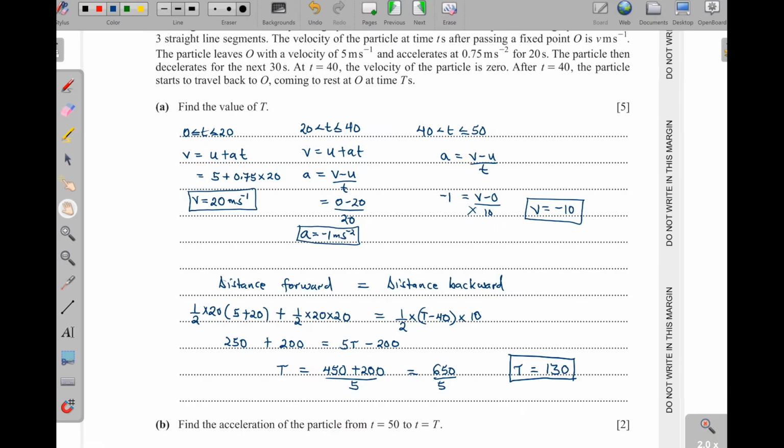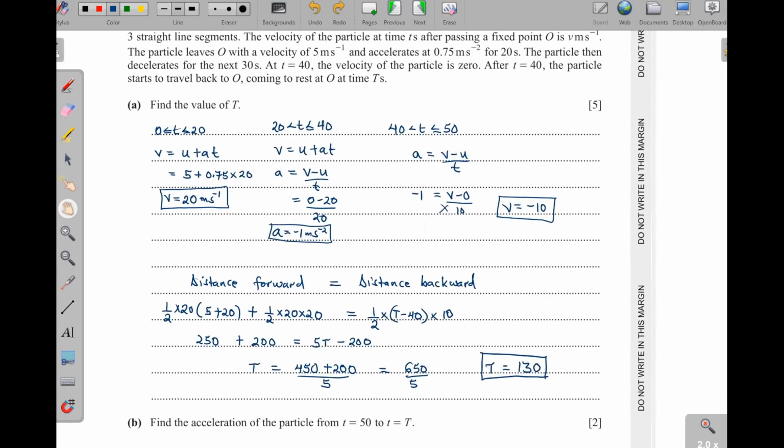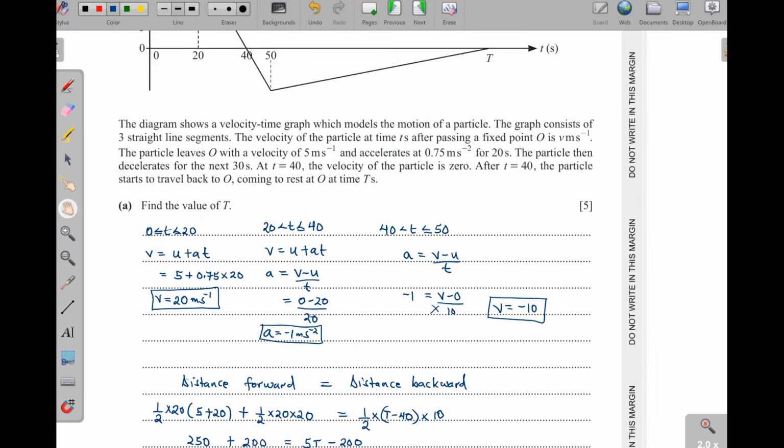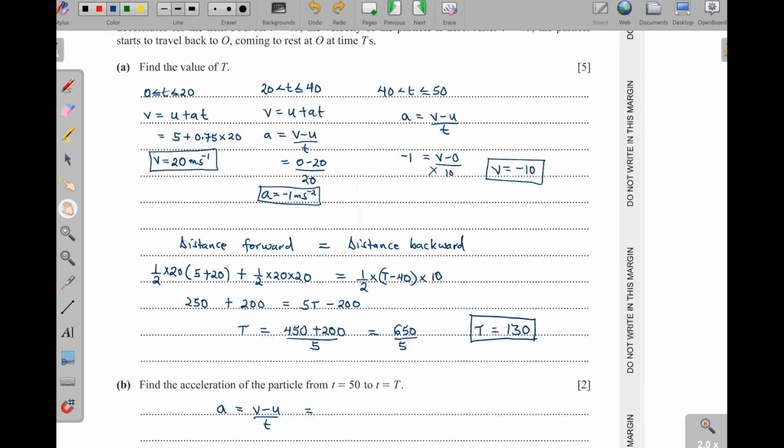And then part B, find the acceleration of the particle from t is equal to 50 to t is equal to t. So from here to here. Okay, now acceleration, remember, is equal to v minus u over t. Now the final velocity is going to be 0 because this particle is coming to rest, and you can see here v will be 0.